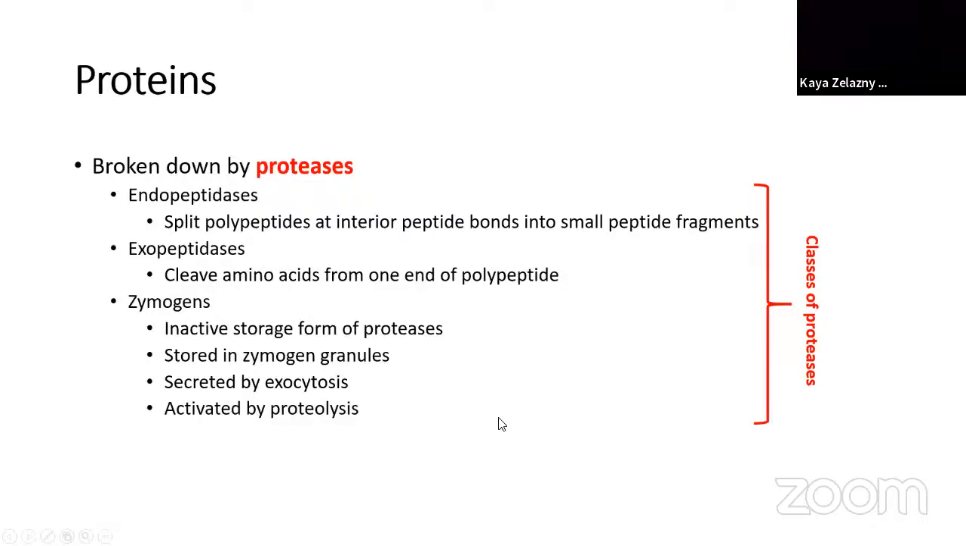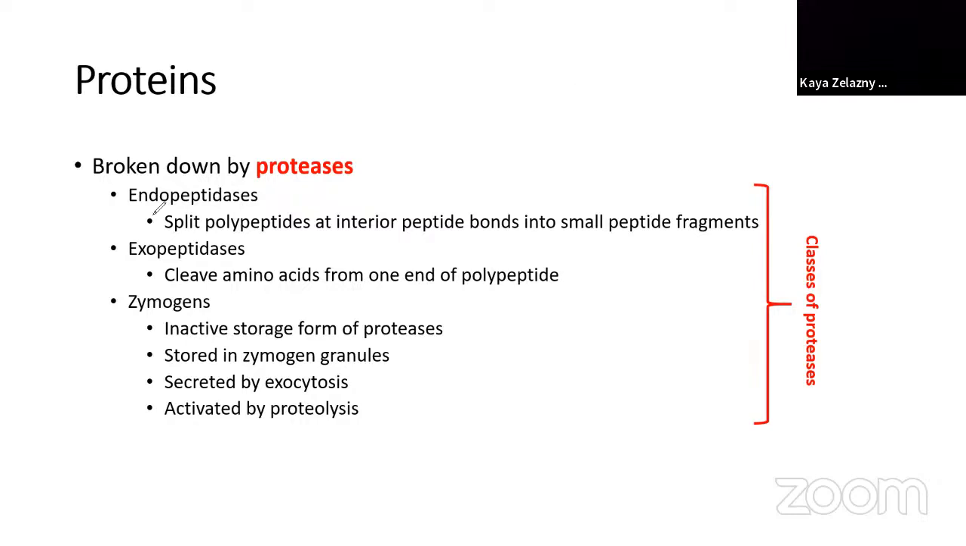Okay. So next we're going to move to the proteins. So the proteins are going to be broken down by proteases. So that's the general name for an enzyme that breaks down a protein. We can break down our proteases into a couple of different types.